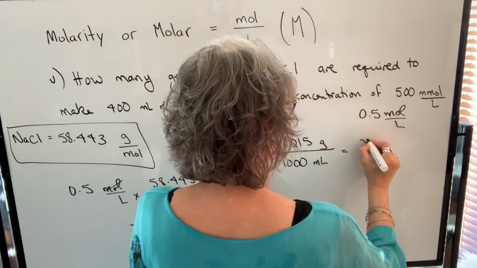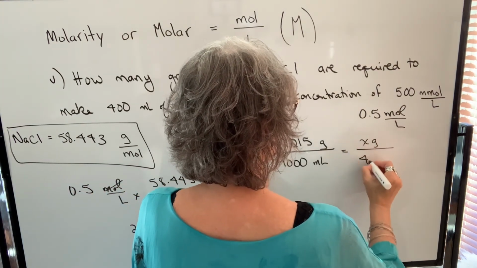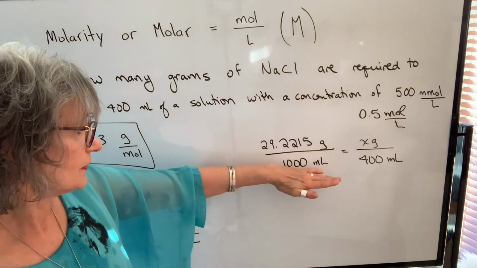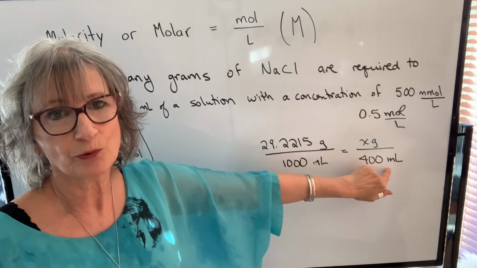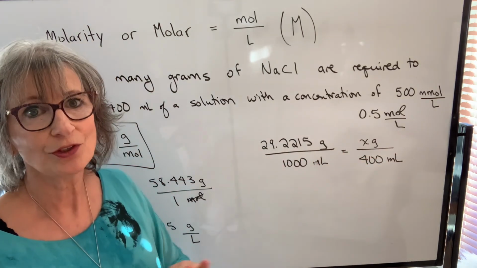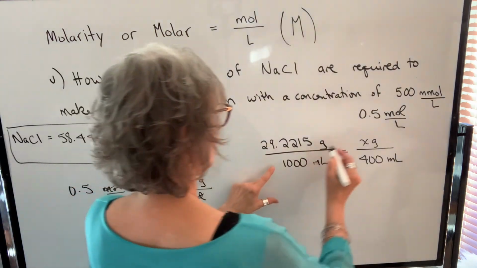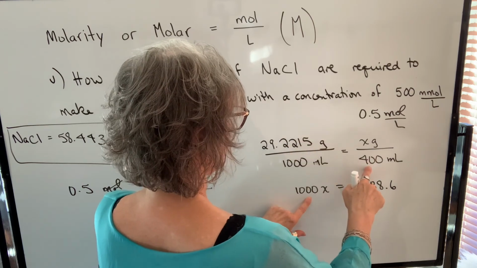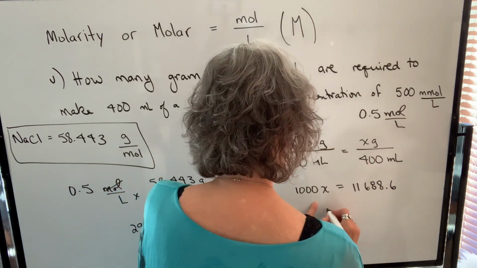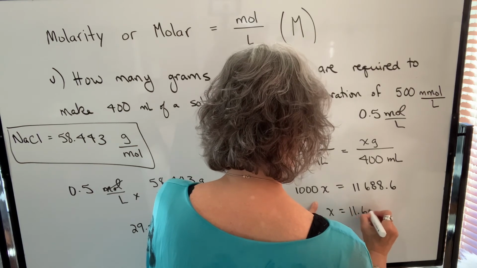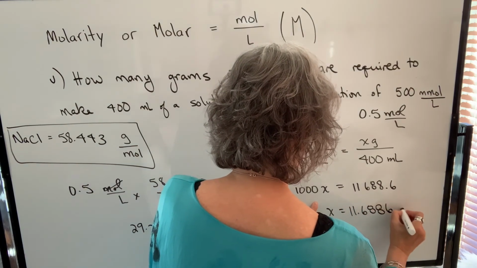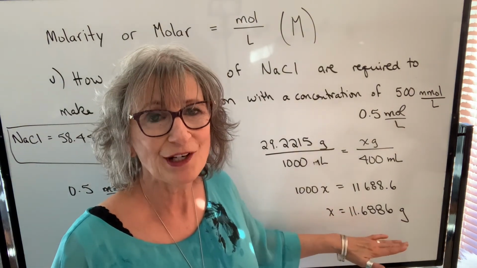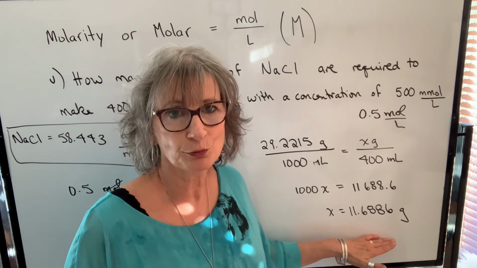So I want to know how many grams are required in 400 milliliters. So again, I could use liters, that would be 1 liter, and then that would be 0.4 liters, or I can use milliliters. You'll get exactly the same result. We're going to cross multiply. 1,000 times x will equal 29.2215 times 400. Divide both sides by 1,000. I didn't round off as I was doing calculations, but at the end, then you can round off following your rules for significant digits.